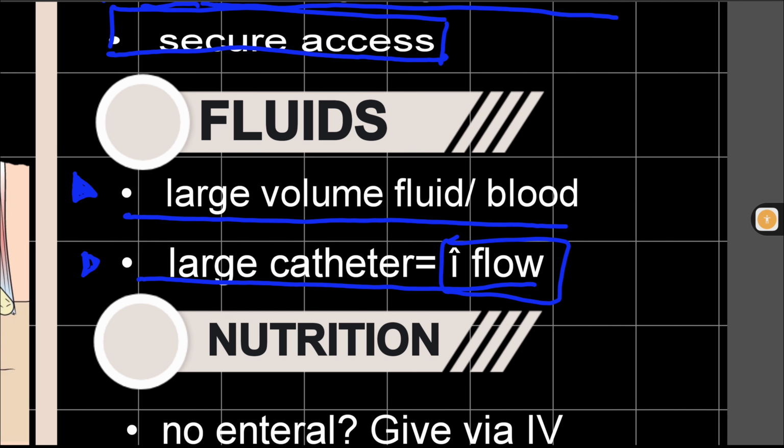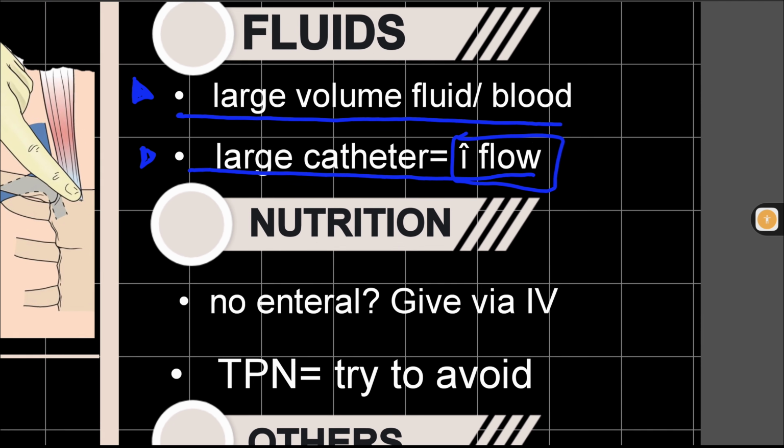Now, a large catheter of a central line is equivalent to high flow. The larger your central line, which we're going to talk about in a bit, because there's actually quite a big difference when it comes to your single lumen, double lumen, and triple lumen central line. I'm going to touch on that when we reach the types of central line, but I want you to understand that a large catheter equals high flow of fluids and volume of blood. Okay, now we're done with your fluids.